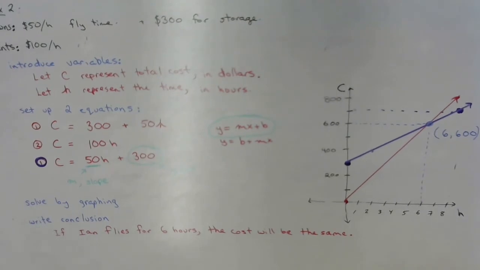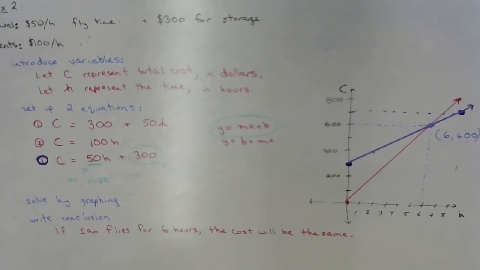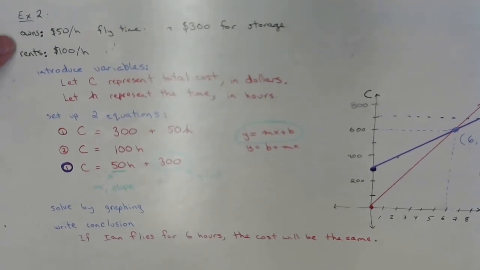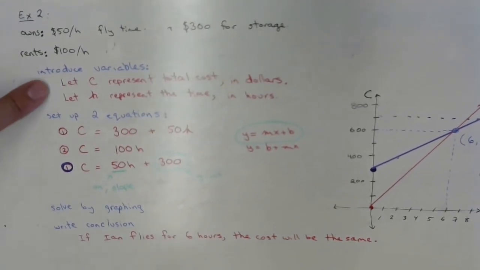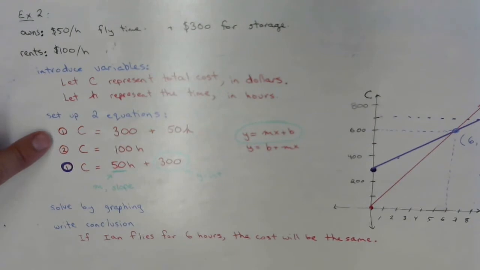But this is solving a linear system by graphing. What did we do? We took the important information out of the problem. We introduced variables. We set up 2 equations.